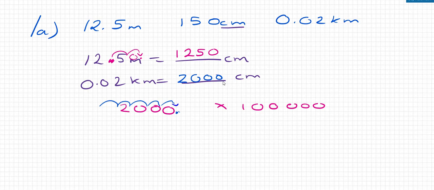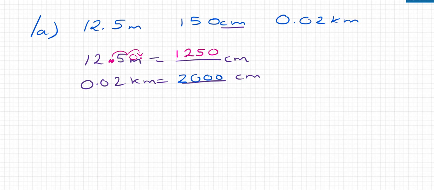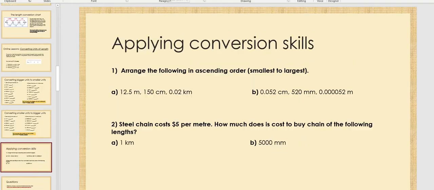Okay, so now that I have converted all of my units, let's arrange them. Now when I write my final answer for the question, I will write down the values, the numbers that we had to begin with. Don't just put these ones, because they want us to arrange what they've given us. So I've converted the units to compare. So I've got 150 centimeters, 1,250 centimeters, and 2,000 centimeters. So arranging in, what was it? In ascending order, so smallest to largest.